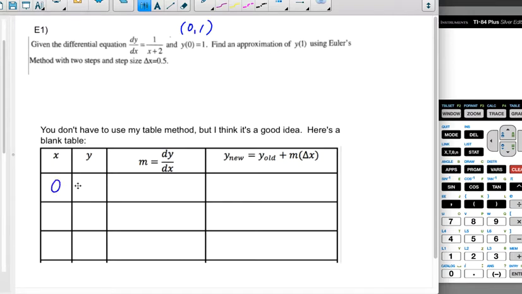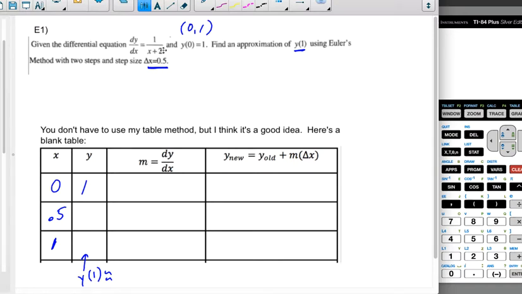So I'm going to go ahead and put that in the table. That's where I start. I'm told that the step sizes are 0.5. So the next x should be 0.5, and then the final x should be 1, right? There's my 2 steps of 0.5, and that'll allow me to approximate y of 1. So this value is going to be my y of 1 approximation, right? That's because this is y of 0, and this is y of 0.5 approximately, and this is y of 1 approximately.